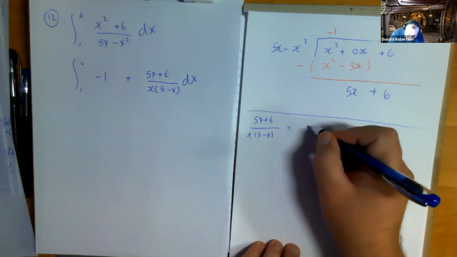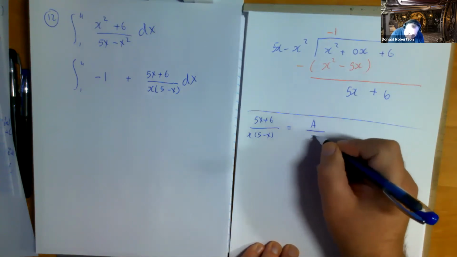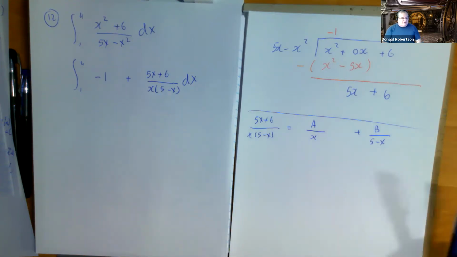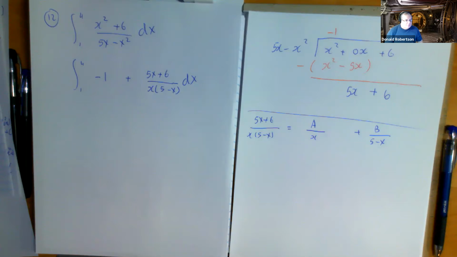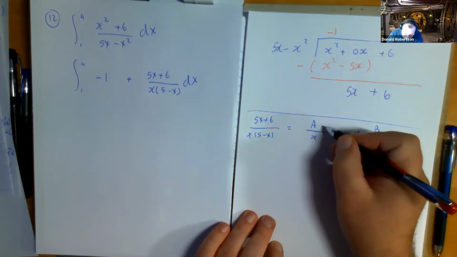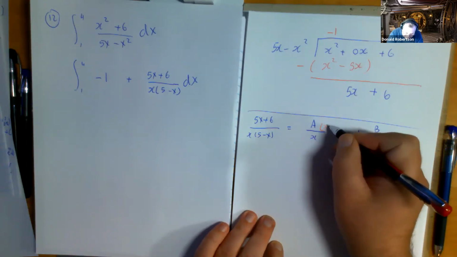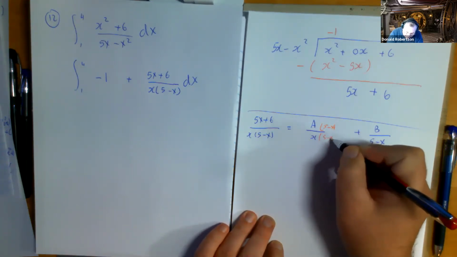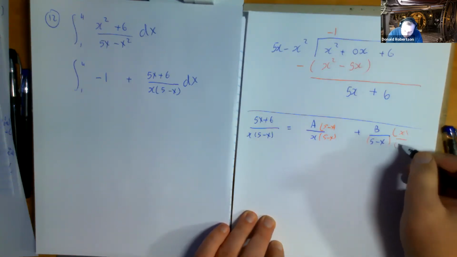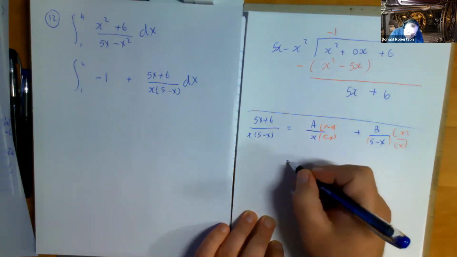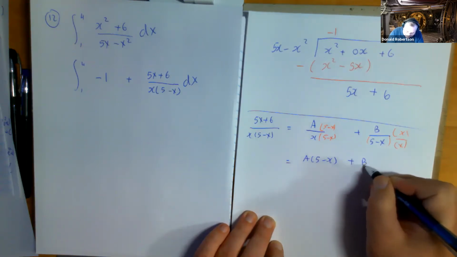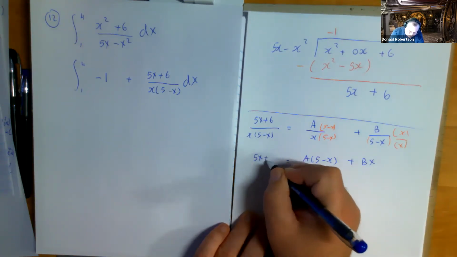So back to this guy. We are going to split him up, aren't we? But isn't this going to be the relatively simple version? Just two linear terms, right? And this guy, one of each. And I'm now going to multiply this guy by 5 take away x. And I'm going to multiply this guy by x. And so we have a 5 minus x plus bx should be the same as the top.